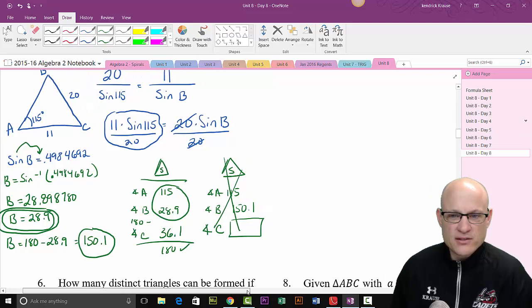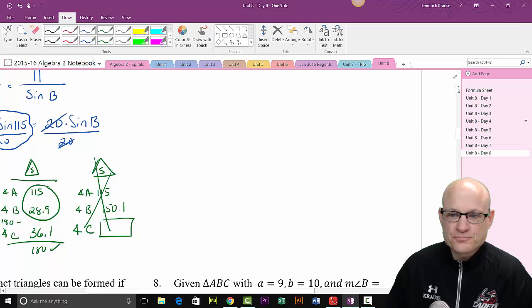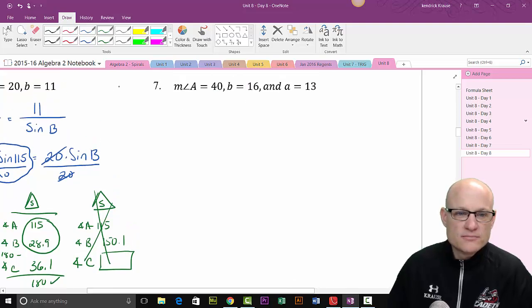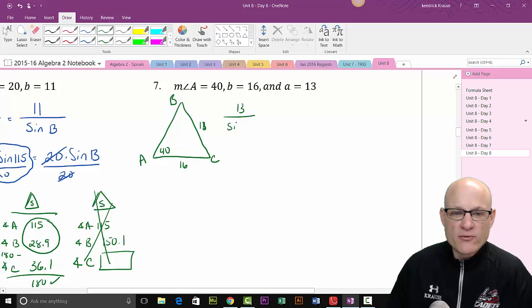All right. Let's see if I can do it justice again. Let's try it again. Told you I had a lot of work to do. Triangle ABC again. A is 40. B is 16. And a is 13. So 13 over sine 40 is equal to 16 over sine of B.